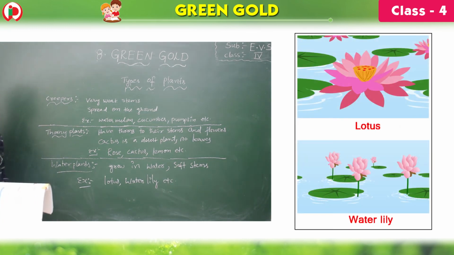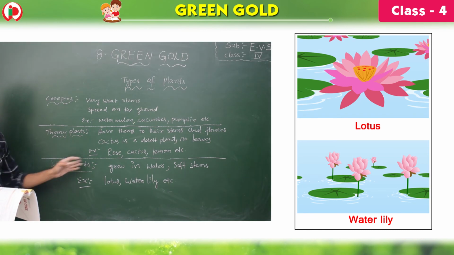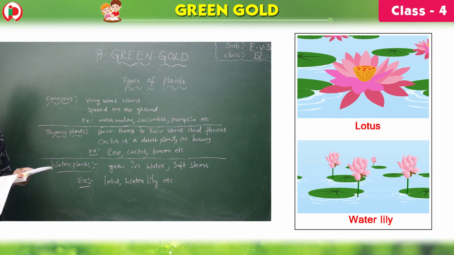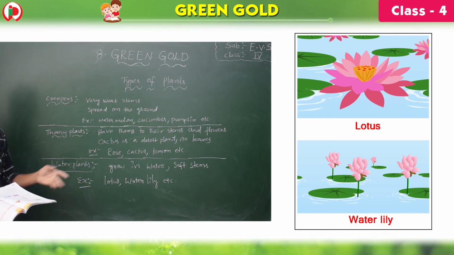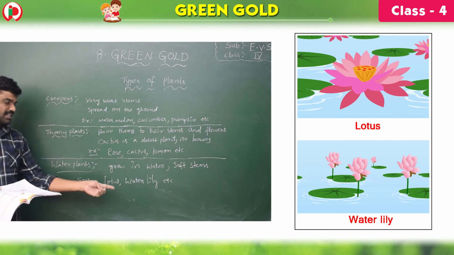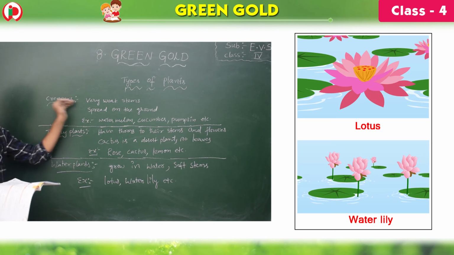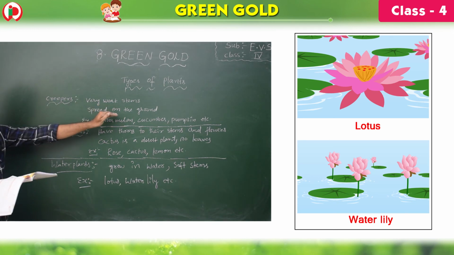Next one is water plants, children. The name itself tells that it lives inside the water. They have soft stems. These plants grow under the water, children. Best examples are water lily and lotus.